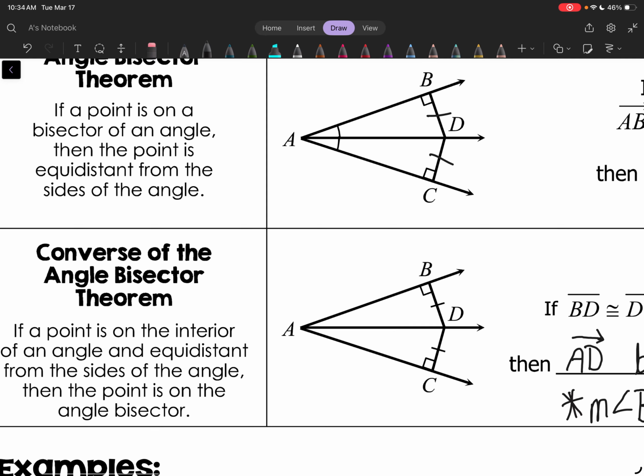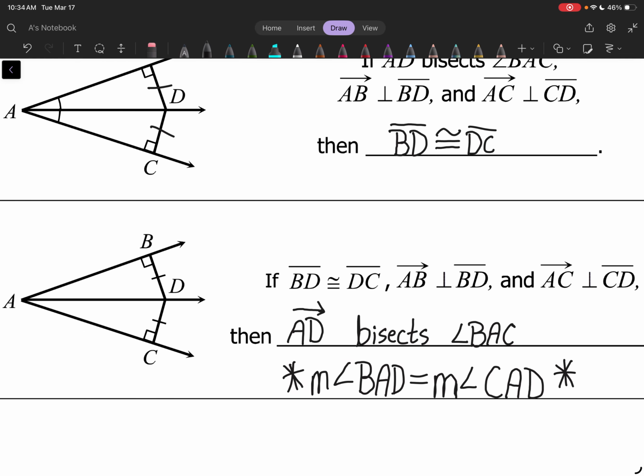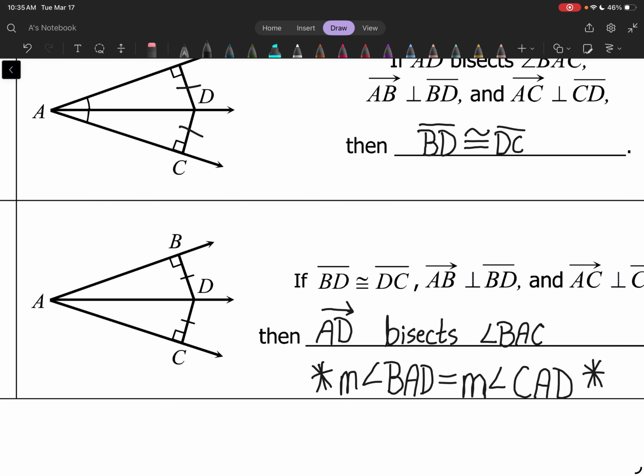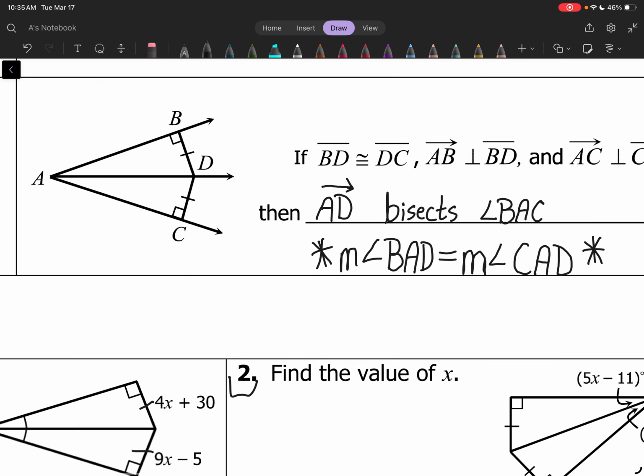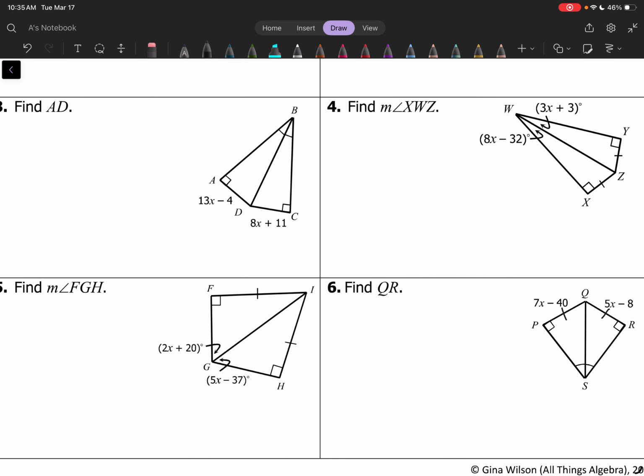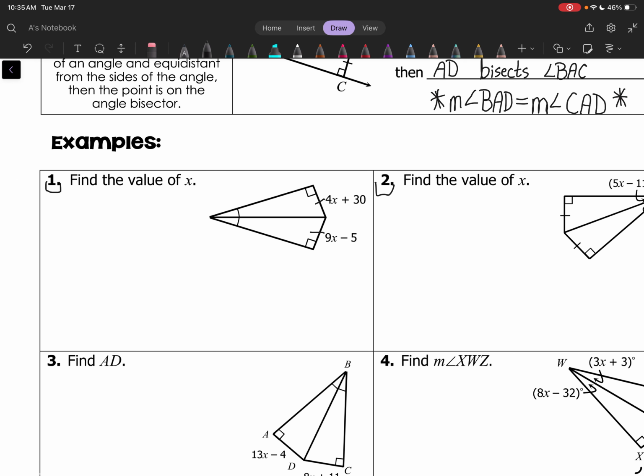The converse of the angle bisector theorem: if BD and DC are congruent, and AB and DB and AC and CD are perpendicular, then AD is going to bisect the measure of angle BAC. So these two angles will be congruent. I'm going to do problems 1 and 2, and I'll let you try the rest.